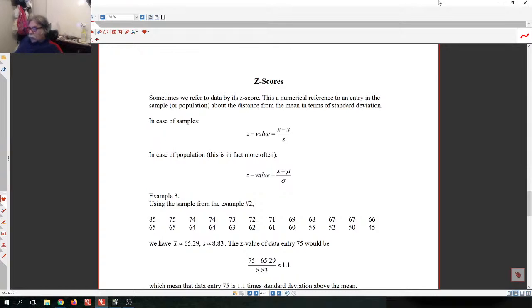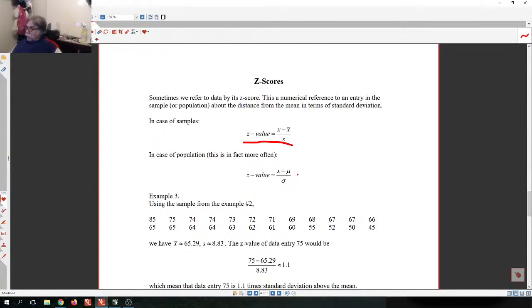So I gave you a lot of talk, but there's a formula. The z-value is calculated by taking the x value, whatever your height is, minus the mean. In case of a sample, the mean of the sample. In case of a population, the mean of the population. And then you divide by the standard deviation. Again, in case of a sample, the sample standard deviation. In case of a population, the population standard deviation. And that's the z-value. Okay?